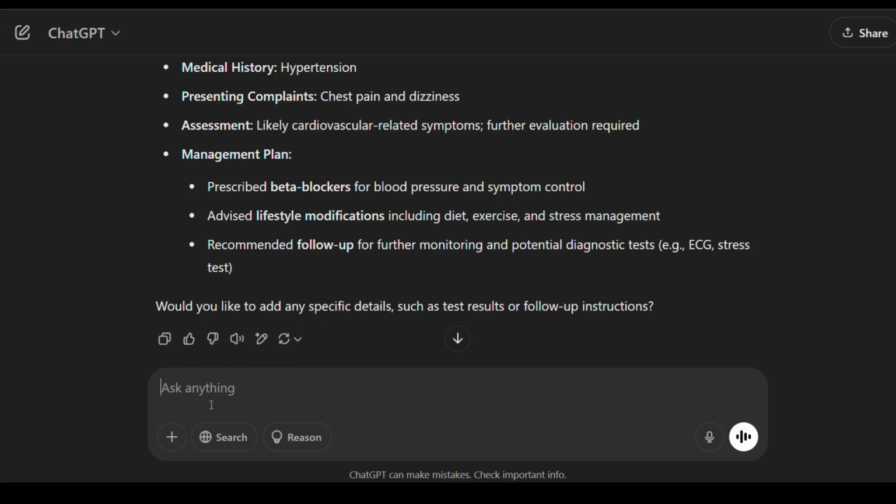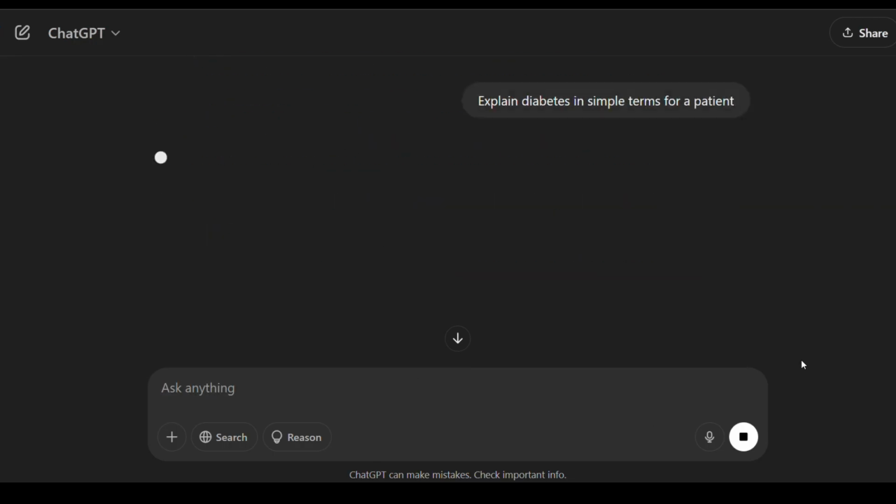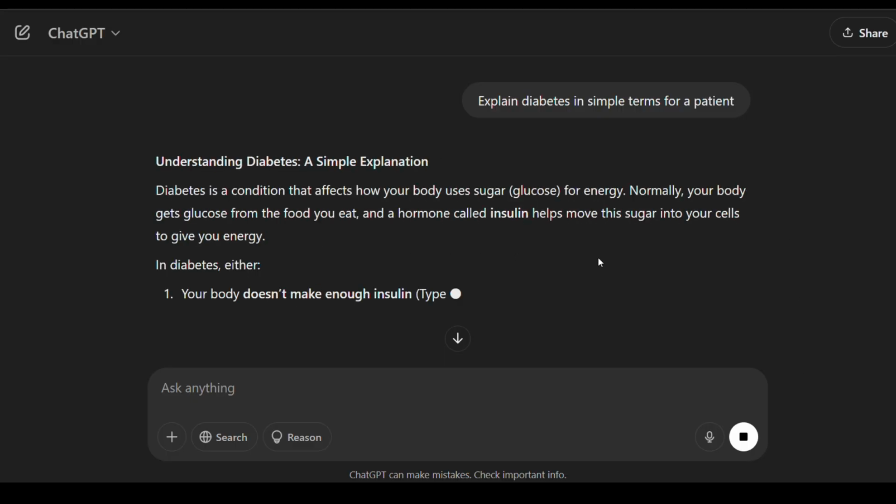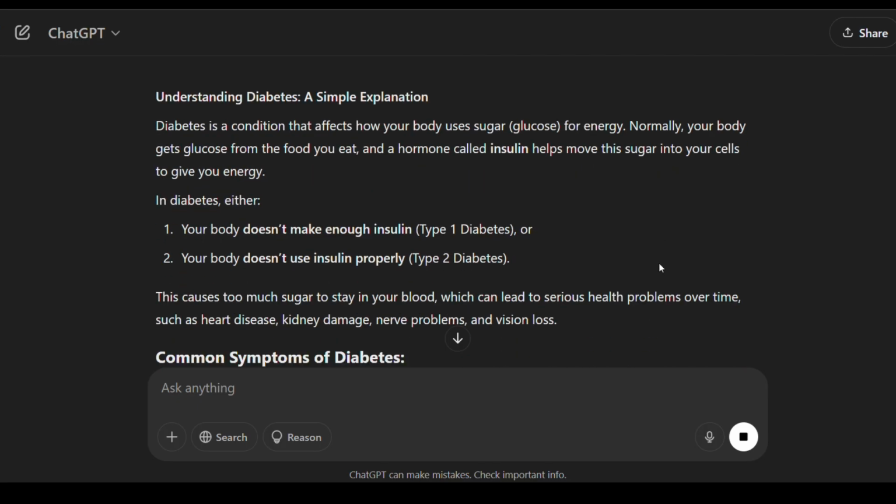Suppose a patient has diabetes and the doctor wants to explain his condition. Just try a prompt: explain diabetes in simple terms for a patient. So it will create a beautiful note explaining everything to the patient.